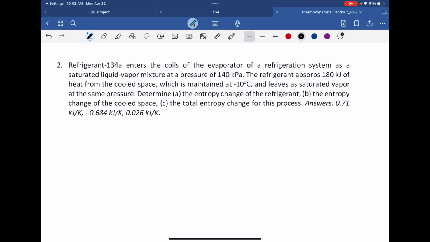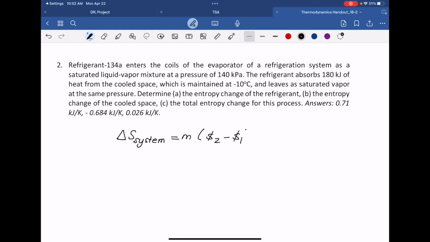Now, if a question is verbalized like this, they're asking for the entropy changes of individual components. There are ways to do it, okay? First of all, they are asking for the entropy change of the refrigerant. Just like the previous example, we might be able to use, in this case our system is the refrigerant, this.